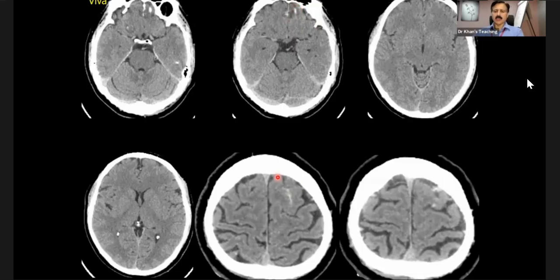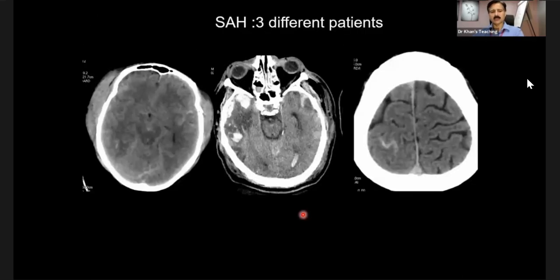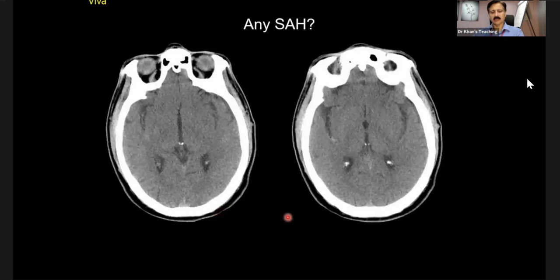Please remember that trauma is the most common cause of subarachnoid hemorrhage. And the bottom line is that in the exam, always go till the vertex. So subarachnoid hemorrhage here might be just on one slice higher in the vertex. Look here, subarachnoid hemorrhage in the interpeduncular cistern. Look here in the interpeduncular cistern.